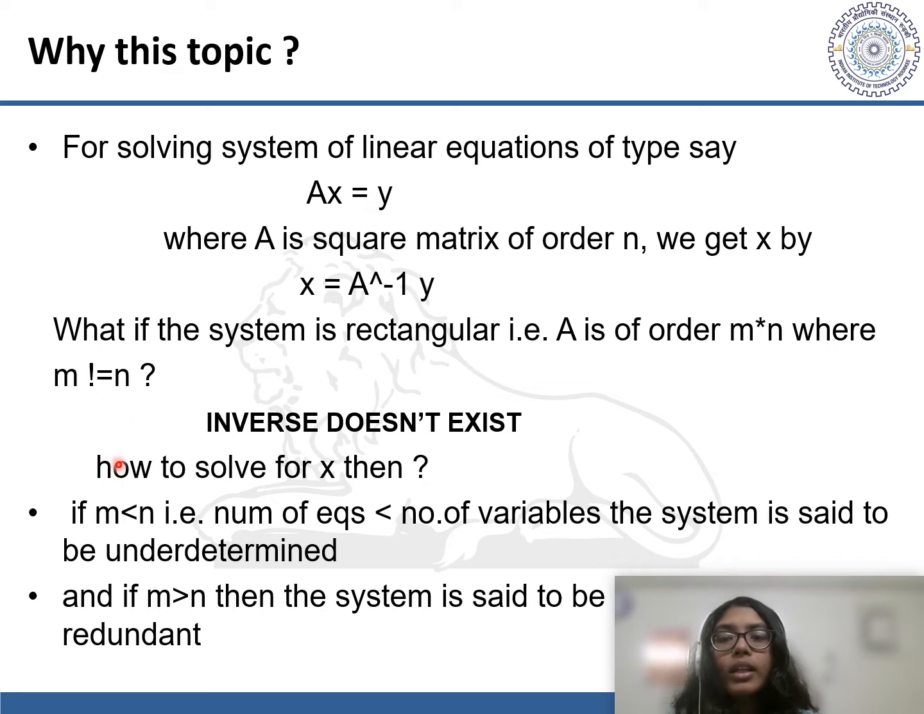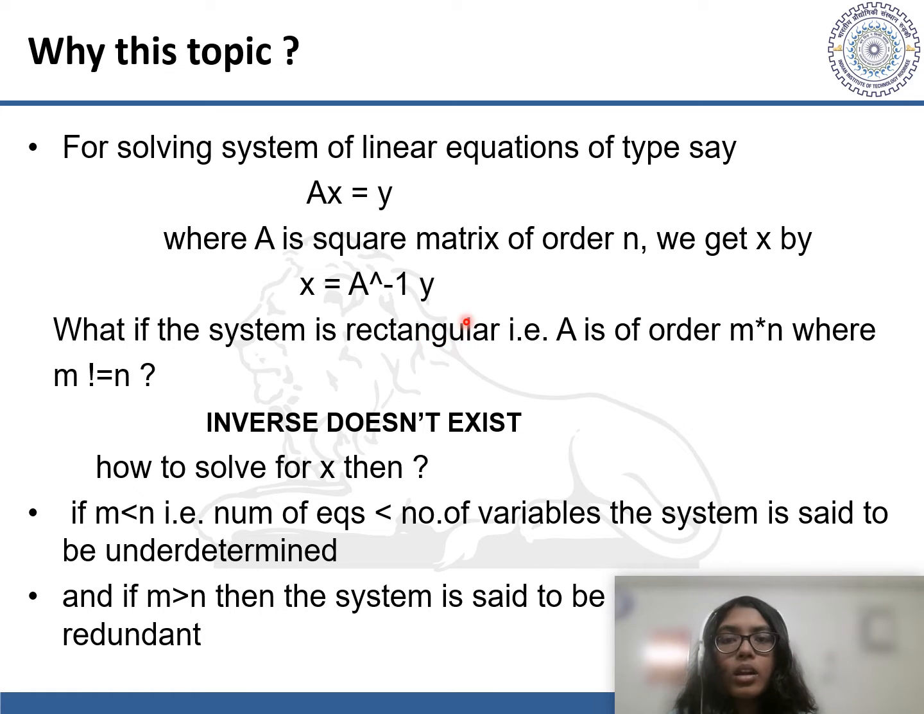What if m is not equal to n? Either m is less than n, which means the number of equations we have is less than the number of variables we need to determine. Then the system is said to be underdetermined, because we have fewer equations compared to the number of unknowns to be solved. And what if m is greater than n? That is, we have more equations than variables. Then the system is said to be overdetermined or redundant.